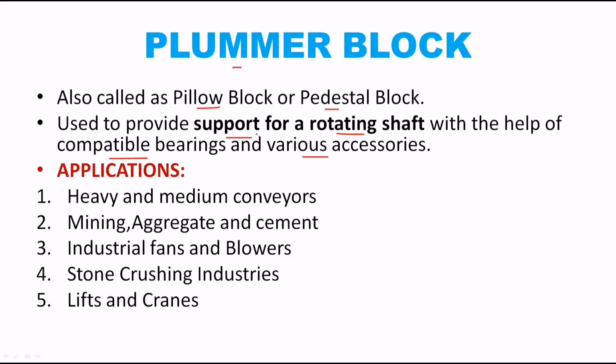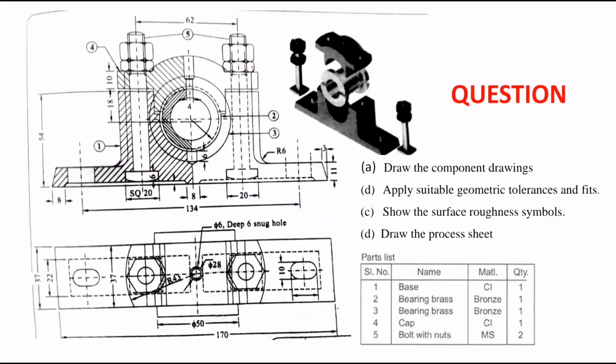So what is it used for? It is used to support our rotating shafts. Its applications are heavy and medium conveyors, mining, aggregate and cement, industrial fans and blowers, stone crushing industries, lifts and cranes. These are the major important applications of a plumber block. These industries all have rotating shafts, and to support those rotating shafts, we use a plumber block.